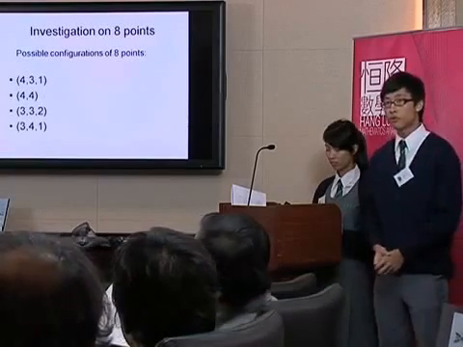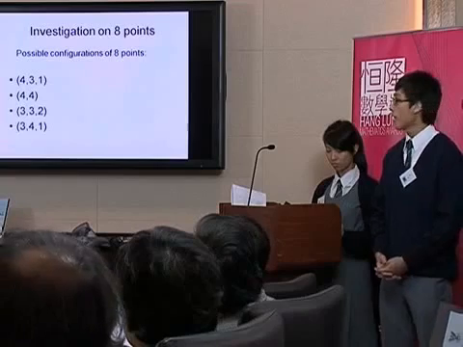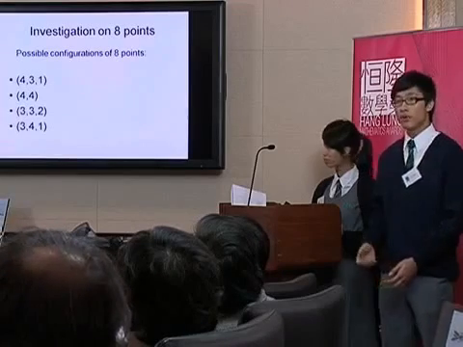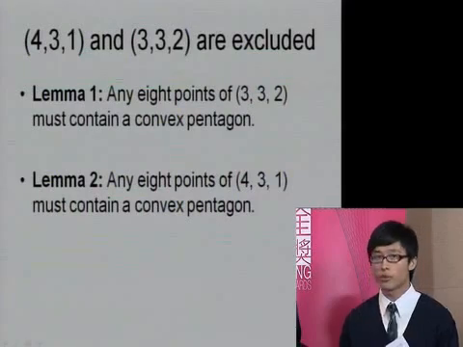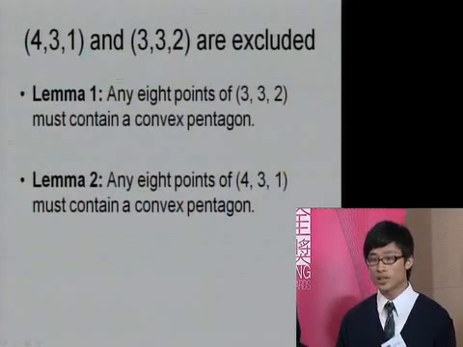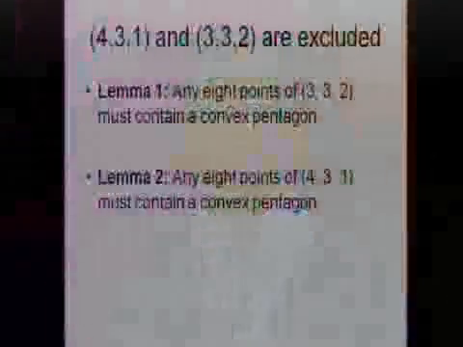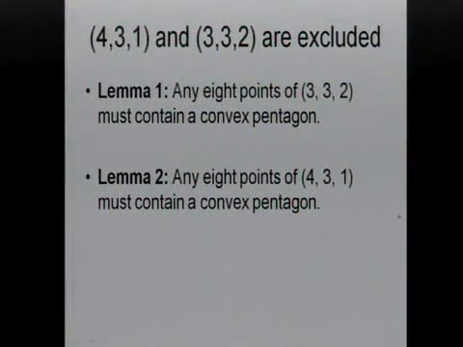It was proved by former mathematicians that f5 is equal to 8. Therefore, we start to list all the possible configurations of 8 points. As you can see, there are 4 cases: 4, 3, 1; 4, 4; 3, 3, 2; and 3, 4, 1. Let's consider 4, 3, 1 and 3, 3, 2. As stated in our paper, by lemma 1 and lemma 2, these 2 cases are rejected. Therefore, any 8 points in these 2 configurations must contain a convex pentagon.